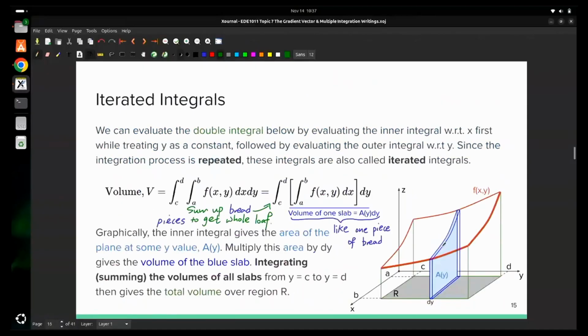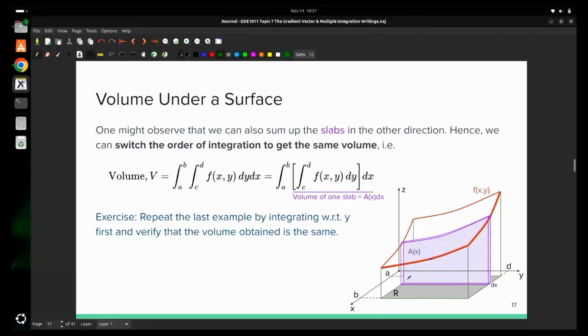So you can see the orientation change of the slice of bread. Previously it was in this orientation, meaning the slice is along the x-axis because you integrate with respect to x first. Now the slice is along the y-axis because you integrate with respect to y first. But this is just doing the same thing to find the same volume, just that you are now summing up the slabs in a different direction. Understand? So if you were to do the integration in the last example with respect to y first, then you actually get the same answer.